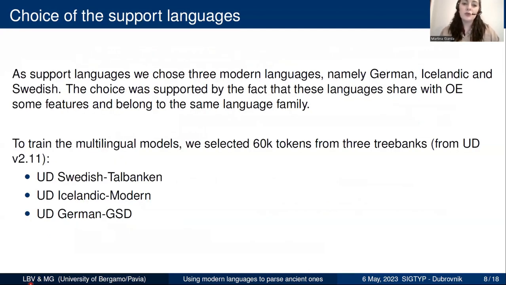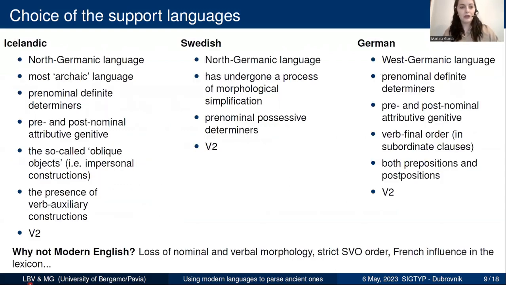As support languages, we chose 3 modern languages, namely German, Icelandic, and Swedish. This choice was supported by the fact that these languages share some features with Old English and belong to the same language family. To train the multilingual models, we selected 60,000 tokens from the 3 treebanks you see here below from UD version 2.11, namely UD Swedish Talbanken, UD Icelandic Modern, UD German GSD.